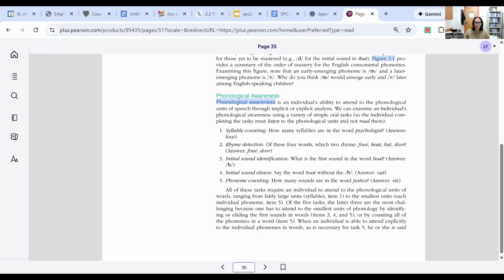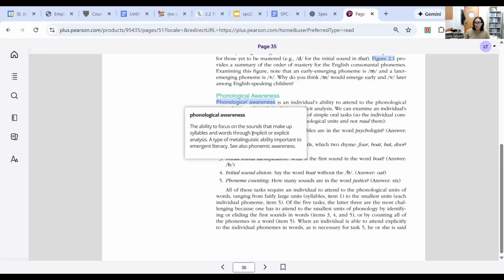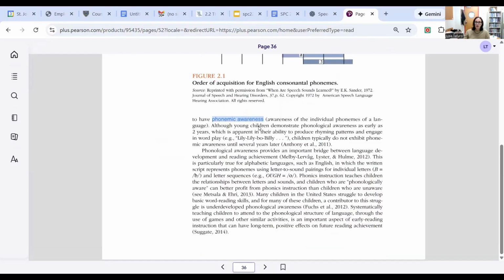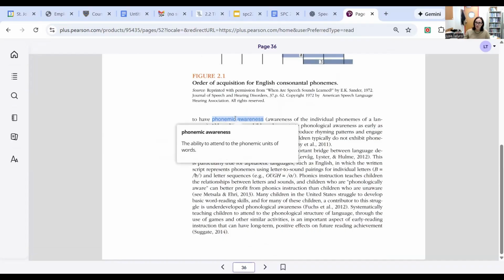So these are just some elements of what we call phonological awareness. And again, the key is that it can be, and often is at a young age, very implicit. And that's a little bit different, right, from this idea of what we call phonemic awareness, which is a very explicit awareness of the individual phonemes of a language, okay?